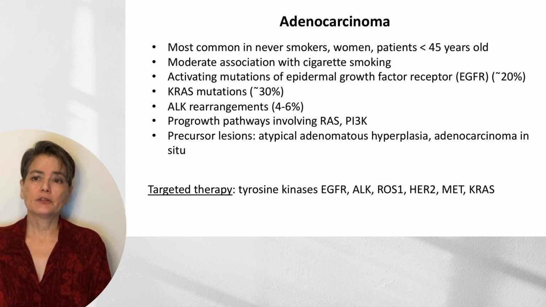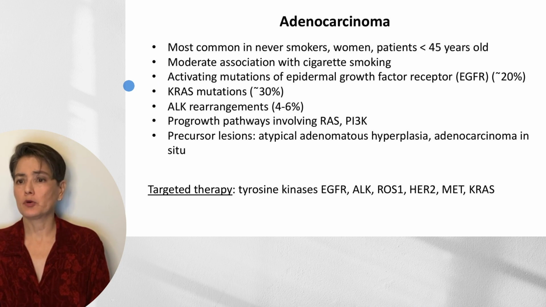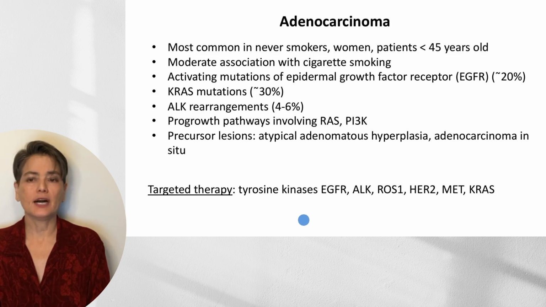Now, what we've learned about adenocarcinoma is that it typically has a variety of mutations that we can target using chemotherapy. So activating mutations of the epidermal growth factor receptor, EGFR, are seen in about 20% of cases. KRAS mutations are seen in about 30% of cases, and we can also see ALK rearrangements as well as mutations involving pro-growth pathways that involve RAS and PI3K. The upshot of all of this is that we can use targeted therapy for these tyrosine kinases, and this has been one modality which has improved survival in patients with adenocarcinoma.